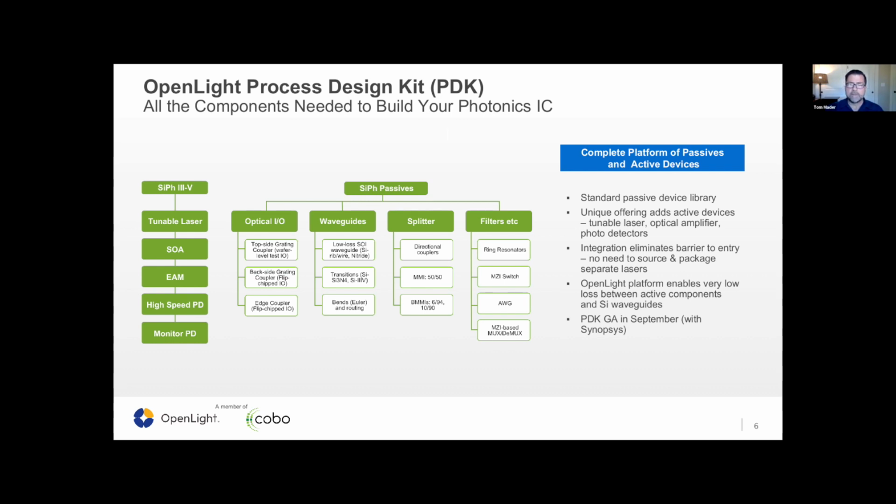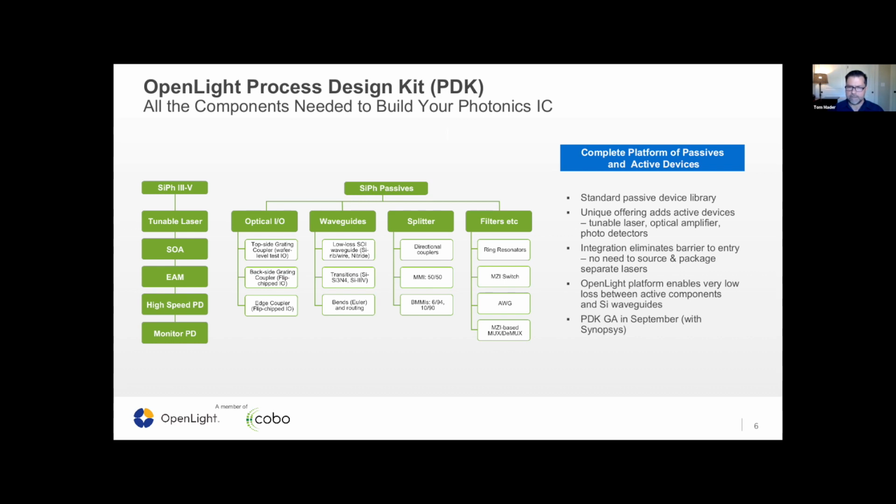We have a complete platform of passive and active devices. So in the middle of the page here, you see the passives, and it's all of the classic things: waveguides, splitters, filters, etc. And on the I/O, we have the top coupling, both for wafer test as well as for I/O, but we also have an edge coupled solution that you can utilize. So on the left-hand side, you see the tunable laser, the optical amplifier, the modulator, photodetectors. Everything you need is here.